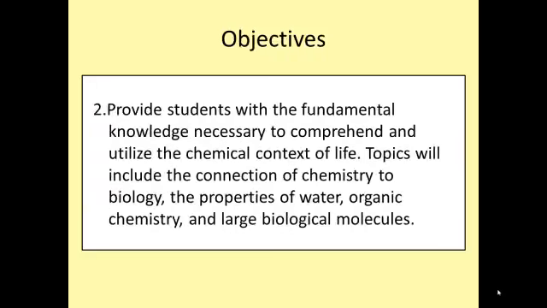Now, the reason why I'm having you go over some of the topics in chapters 2 through 4, which are not in your textbook, is because it meets the second objective for the course, to provide students with the fundamental knowledge necessary to comprehend and utilize the chemical context of life. Topics will include a connection to chemistry, to biology, the properties of water and organic chemistry, which is covered in this summary, and then large biological molecules, which is covered in chapter 5.